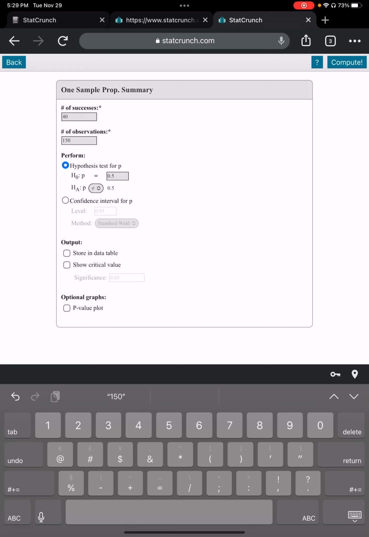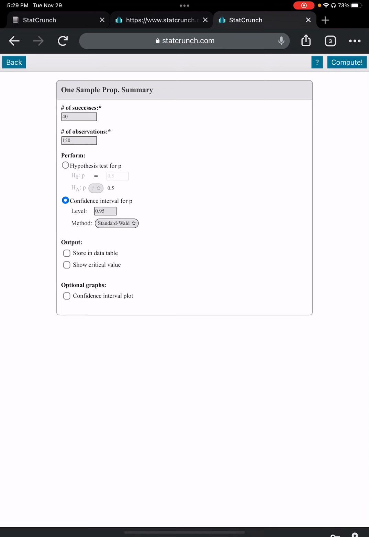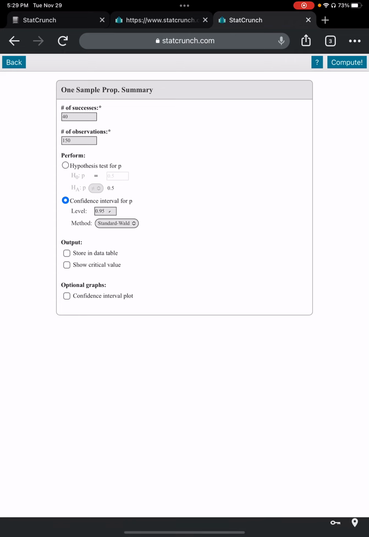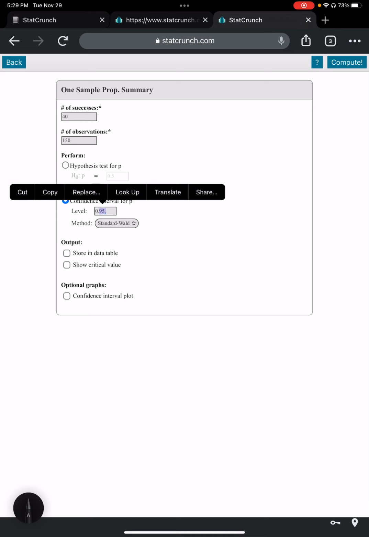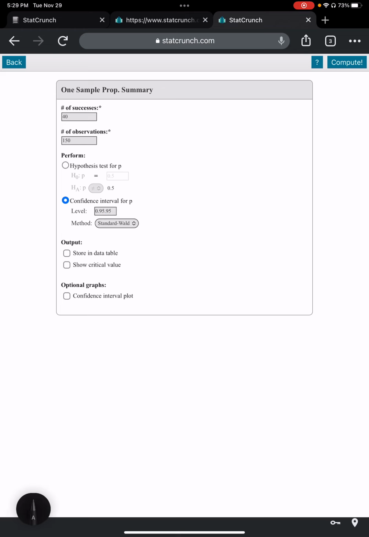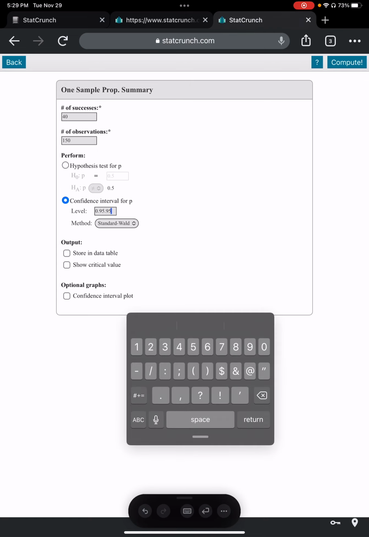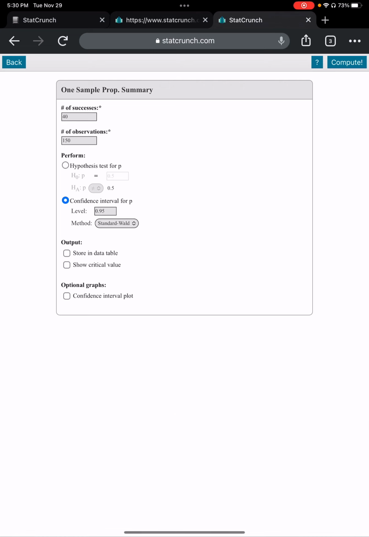This time, instead of using the hypothesis test, I'm going to click on the confidence interval. And here I want a 95% confidence interval, so I can leave this alone, right? Oh, good, it added a comma. That's what I needed. Let's see if I can get it to 0.95. Oh, look, it keeps adding more. Hold on. Let's get rid of all of that. So I'm going to leave this at 0.95. All right, and then I should be able to just compute.